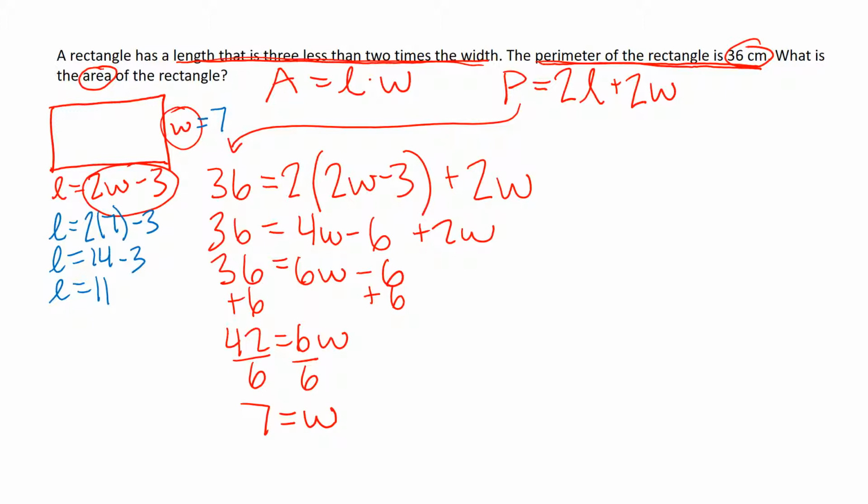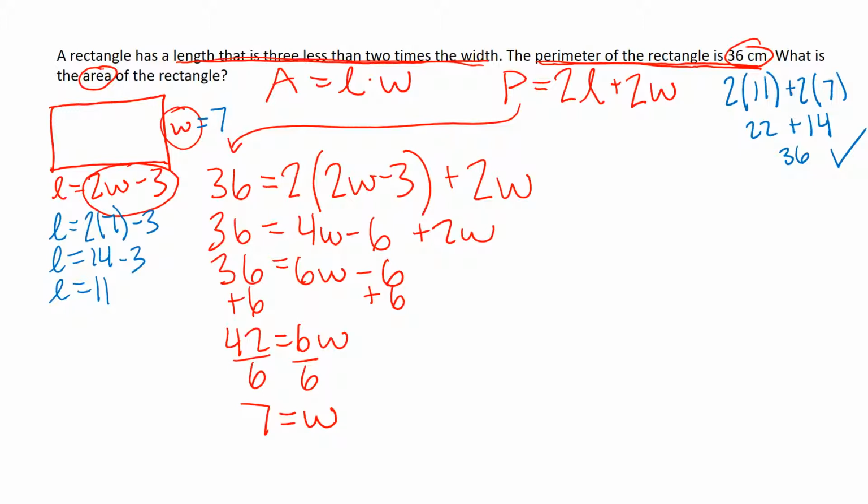Now, I'm a big fan of checking work, making sure that we're doing things correctly. So let's plug these into our perimeter equation and make sure that it gets us 36. So if we do 2 times our length, which is 11, plus 2 times our width, which is 7, we get 22 plus 14, and that is in fact 36. So we are good to move forward.